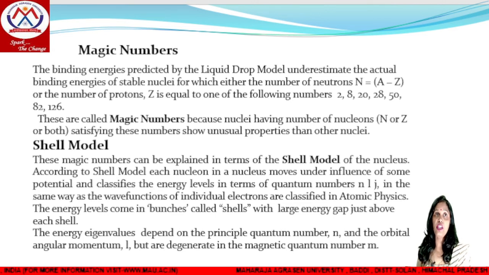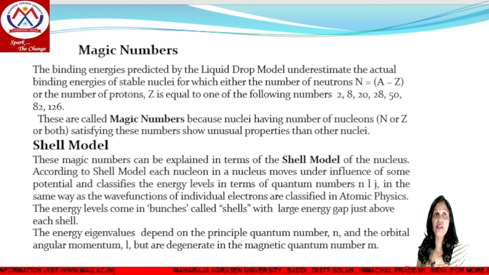The binding energies predicted by the liquid drop model underestimate the actual binding energies of the stable nuclei for which either the number of neutrons or the number of protons is equal to the following numbers: 2, 8, 20, 28, 50, 82, 126. These are called magic numbers because nuclei having numbers of nucleons satisfying these show unusual properties compared to other nuclei. The modification of the liquid drop model was given by the shell model.